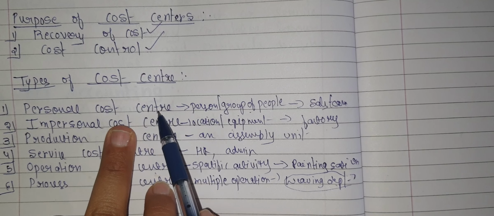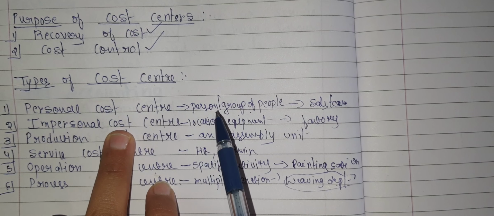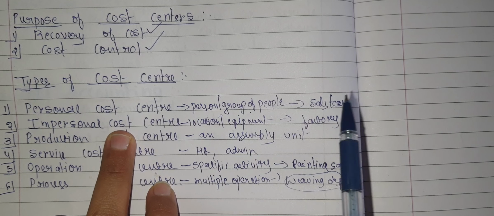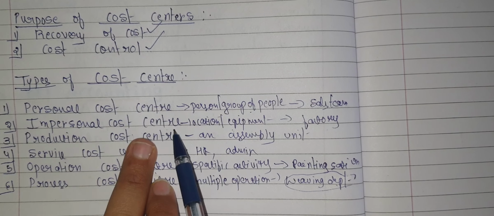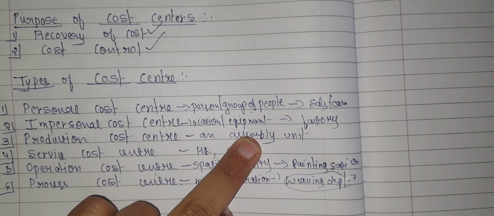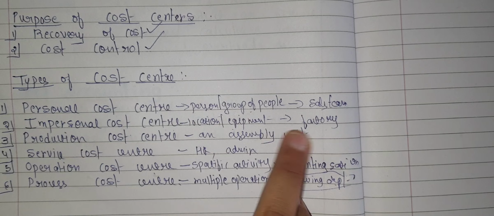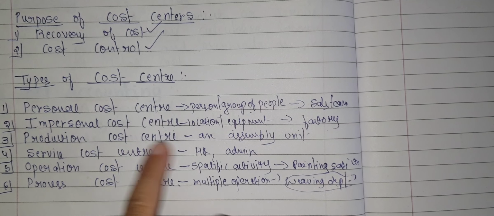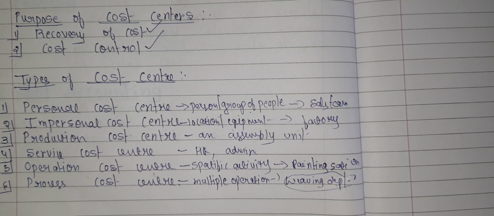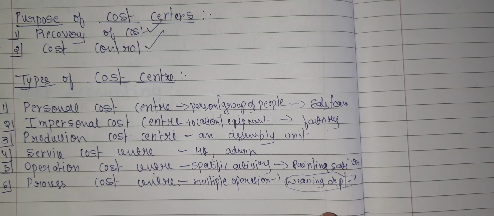A personal cost center is related to a person or group of people, for example, a sales team or a sales manager. An impersonal cost center is related to location or equipment, for example, a factory. A production cost center is directly related to production, for example, an assembly unit that is directly involved in production.